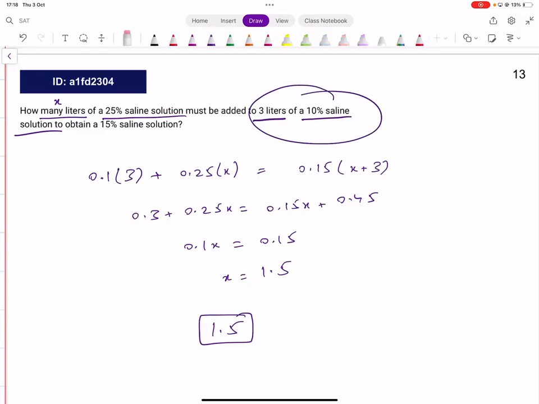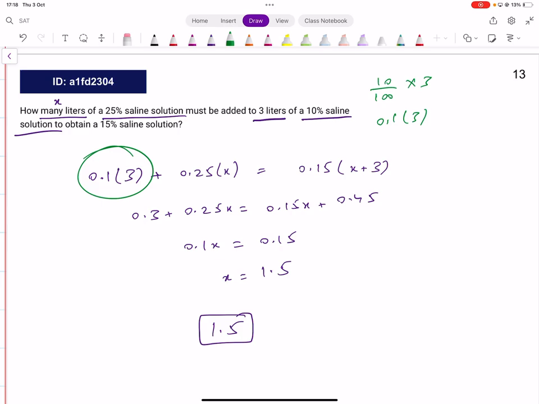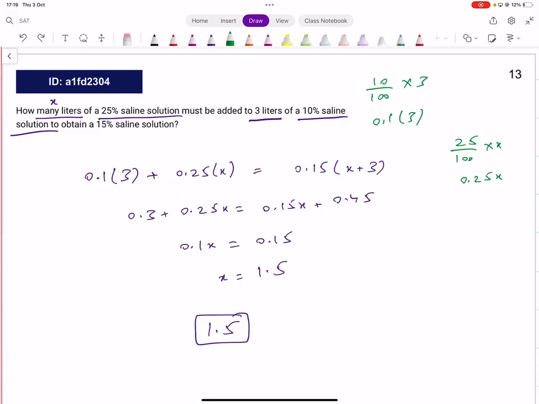We want 3 liters of 10% saline solution. How much of this is salt? 10% of 3, 10 over 100 into 3, that's 0.1 times 3. That's what we're doing here. How much of this is salt? 25% of that number, that's 0.25x. What should be the total amount of salt? 15% of the total, so 15 over 100 into the total, that's x plus 3, so 0.15 into x plus 3. So this sum should equal this, and that gives us the value for X.